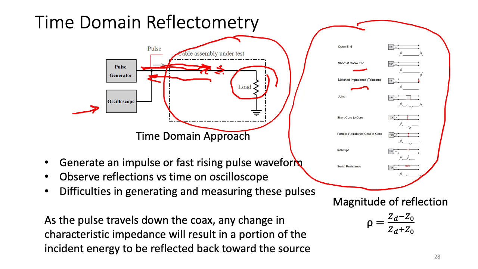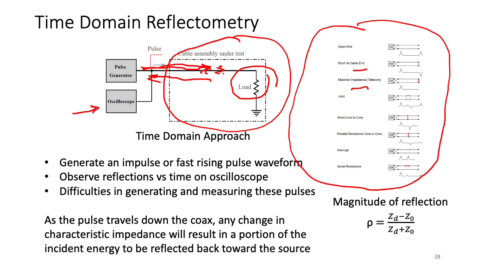So what we want to do is generate an impulse or fast-rising pulse waveform, observe the reflections versus time on an oscilloscope, and from that determine the position of the discontinuity. One of the difficulties, of course, is generating and measuring these pulses. The finer the pulse, in other words the shorter its duration, the finer the time resolution we can measure. So we're looking at things in the several hundred picosecond range. Not easy to do in the lab.